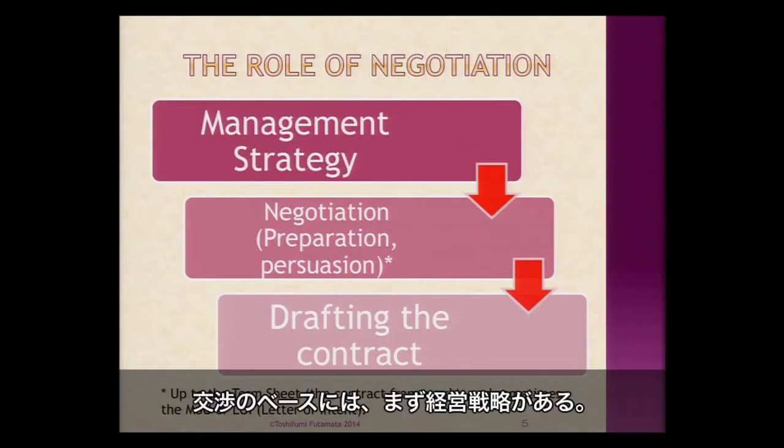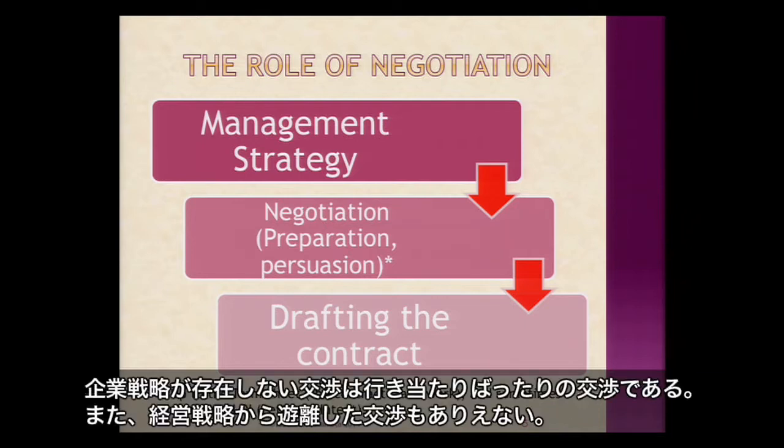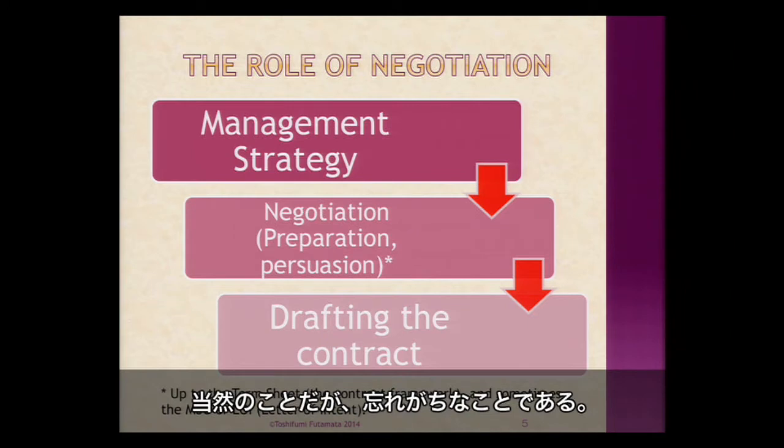What is the role of negotiation? Why does a company engage in negotiation? Naturally, the answer is to fulfill the company's vision and foundation principles. First, negotiation without the company's strategy is nothing but haphazard or random. So it is not a mere negotiation game, but it is in the course of corporate activities. It is immediately obvious, but people often forget about it.